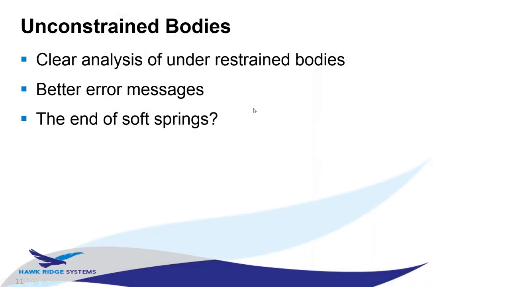So again, is it the end of soft springs? Of course, we do use soft springs for other methods, but one of the reasons that I would personally use soft springs is to check. You'd run your analysis before. If something is under restrained, you turn on soft springs. You run it again, and you look at the displacement plot. And if something has moved in the x direction by 1,000,000 inches or whatever, then that's obviously under restraint. So no more of that. A lot more efficient. Check for under constrained bodies, and you're done.